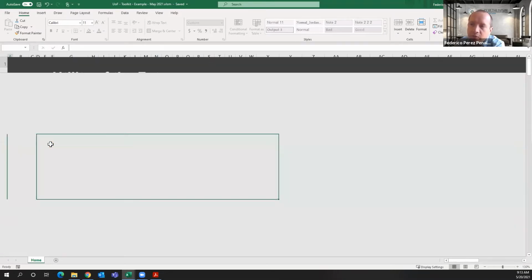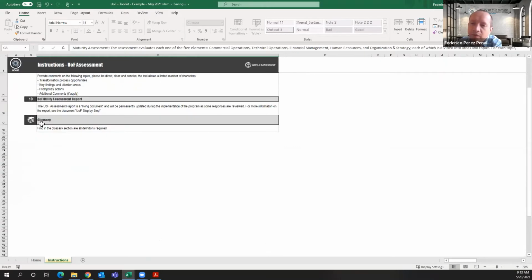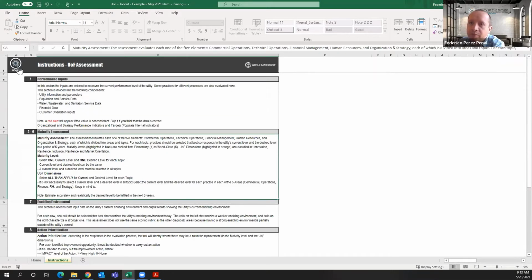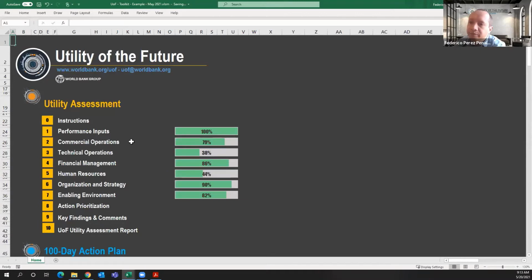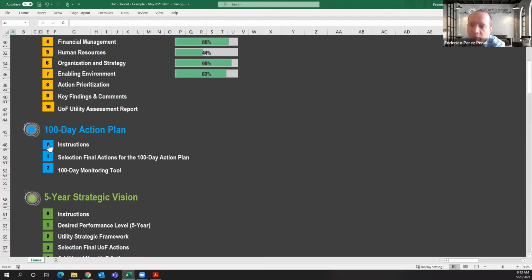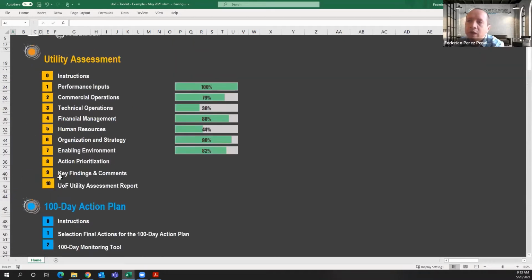For the utility assessment, for example, you can find the instructions and the step-by-step. You can also have the glossary here, and you can find this icon in all of the tabs. You can go home again by clicking here in this top left corner. Also, you have the instructions here for the 100-day action plan, and also the instructions for the 5-year strategic vision. So for the first step, you will see here the different information that we require, and you will see the completion of each of them.